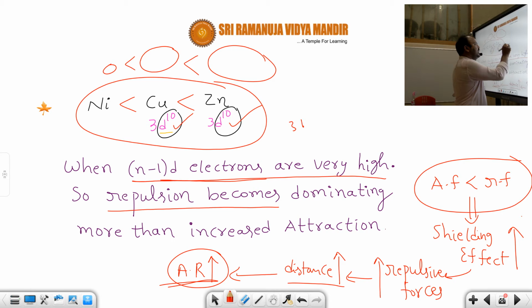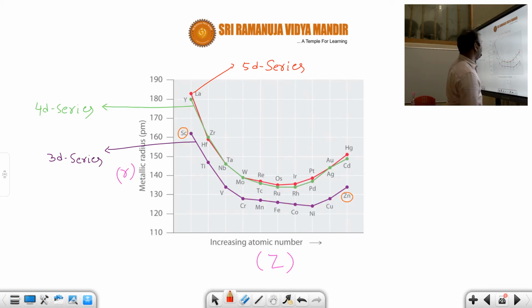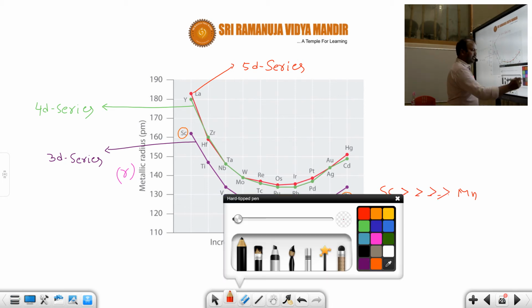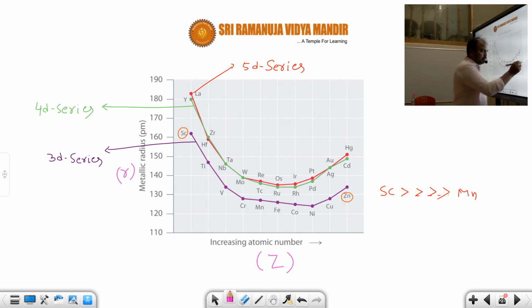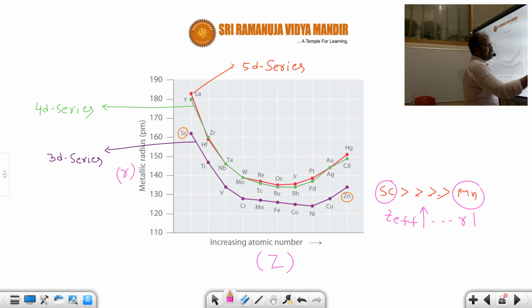So in the 3d series, have a look at that, what will happen? Initially, from scandium up to manganese, the atomic radius decreases. Scandium has more atomic size, manganese has less atomic size. From scandium to manganese, it follows the general trend. What is the general trend? Along a period from left to right, effective nuclear charge increases, that's why the radius decreases.